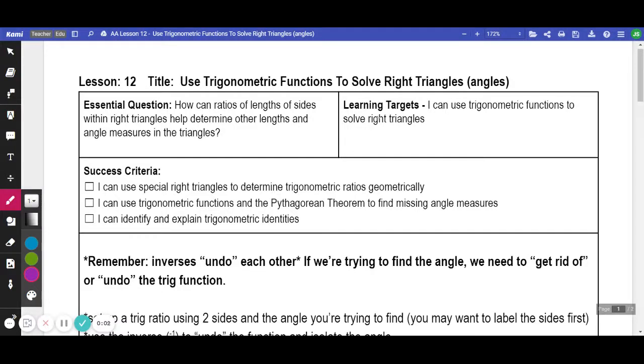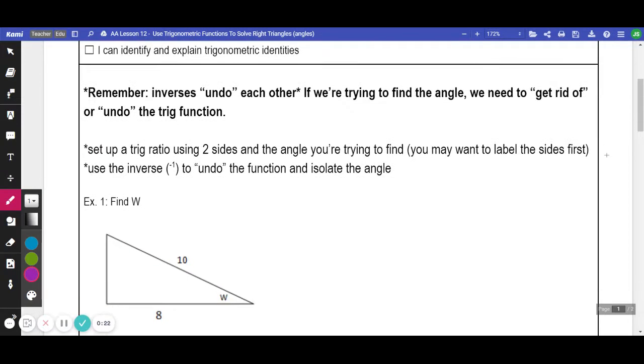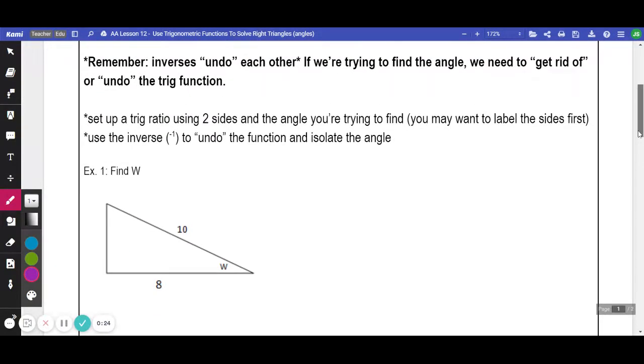Okay, lesson 12. So I told you in the last notes that I would show you how to solve right triangles to find the sides and then also the angles. And so lesson 12 is when we find the missing angles. So it's going to be really similar to finding sides. Really similar. It does tend to be more difficult for people, but I'll show you. And I kind of wrote down the directions this time a little bit.